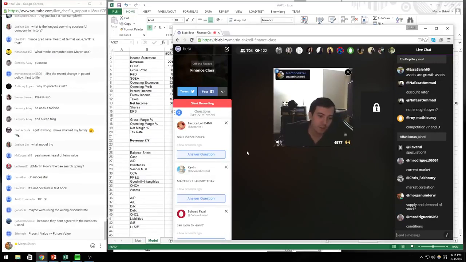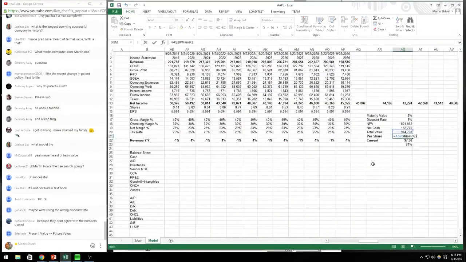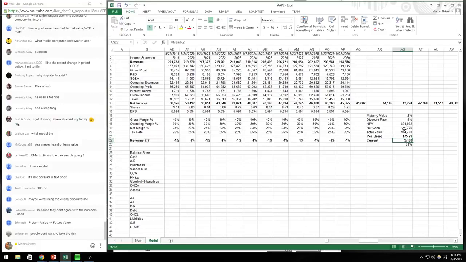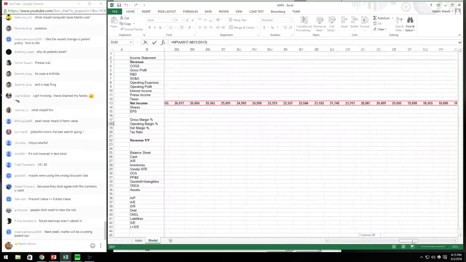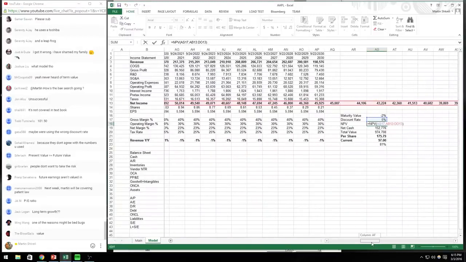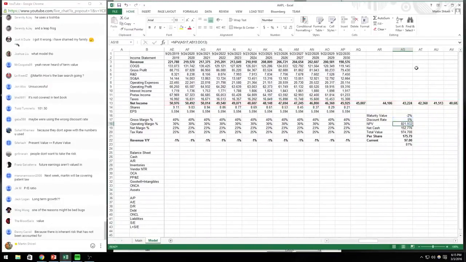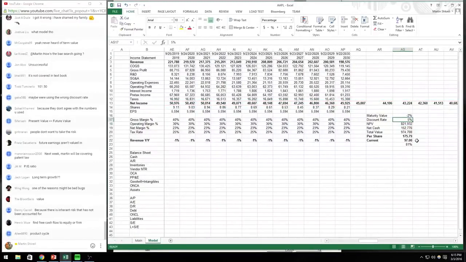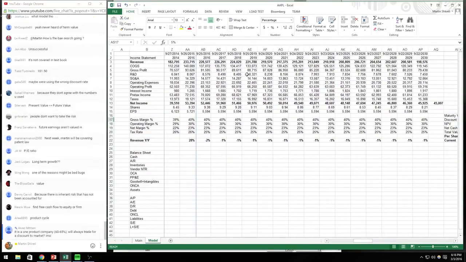No, look at the model. The model is not wrong. If these things happen, this is a calculation that's as sure as gold. If this happens, it's worth $200, $175. It's because there could be more risk to these numbers than we think. We don't know if this will happen.